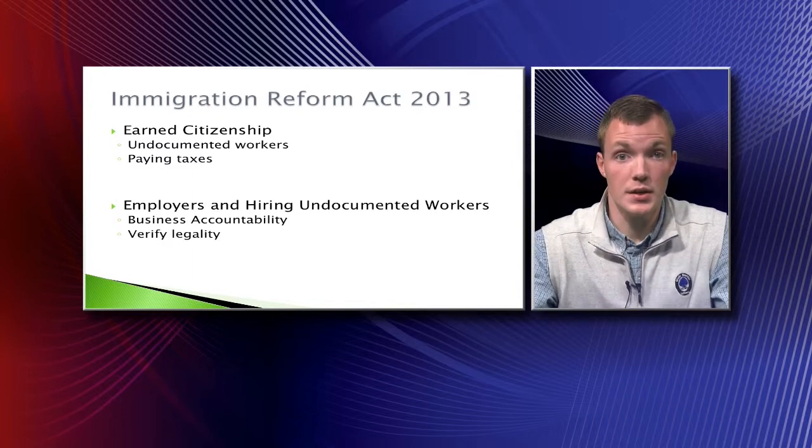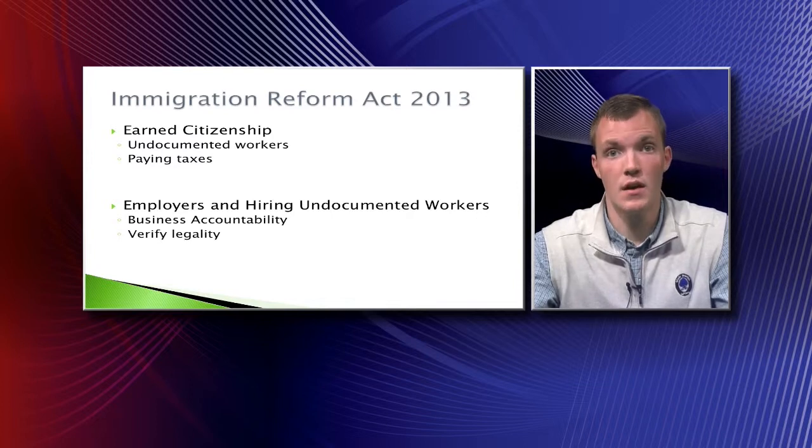The final category, or the final portion of the Immigration Reform Act, is employers and hiring undocumented workers. The two main points in this portion are business accountability and verifying the legality of the documents. The Obama administration wishes to crack down on the employers more, especially those employers who knowingly do so. Therefore, the business is accountable, which is very important.